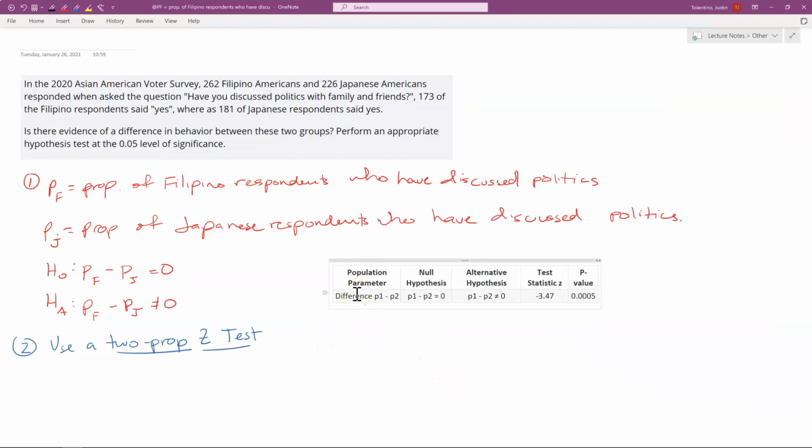Now that we have our results, let's compare our p-value to our level of significance of 0.05. What we find is that our p-value of 0.0005 is definitely less than that. We can write this out as a sentence. Since the p-value is less than 0.05, that means our data are unlikely. The probability of seeing our results is unlikely under this null hypothesis, so we're going to reject that null hypothesis.